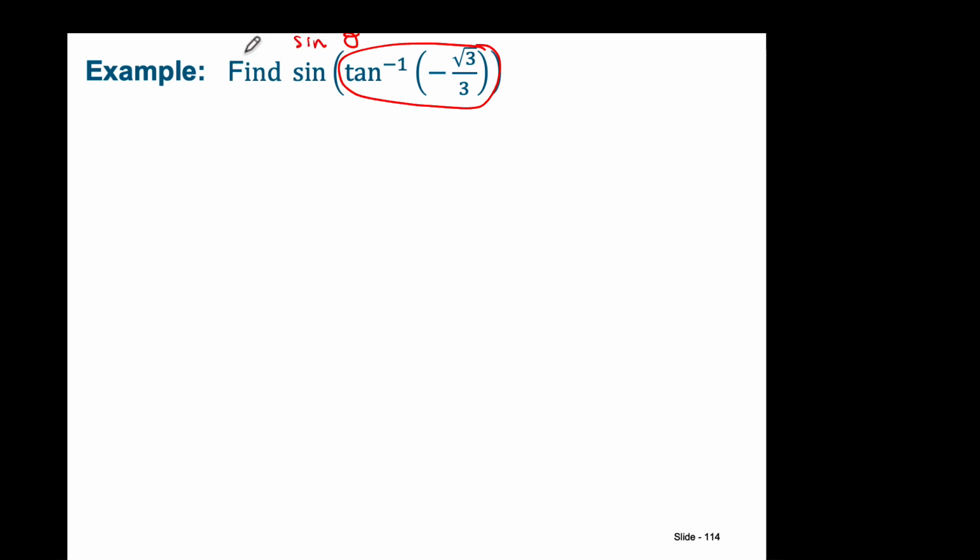So what we're going to do is let theta be equal to everything we have inside here. And now we're going to work with just this, the inverse tangent of negative radical 3 over 3.